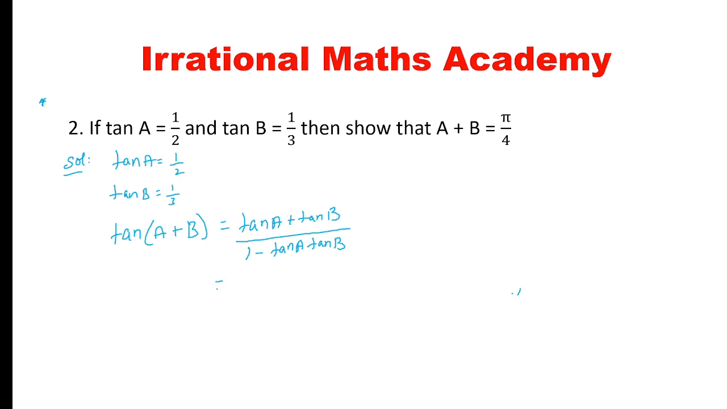Just substitute the values because we know the tan A value and tan B value, right? So (1/2 + 1/3) upon (1 - 1/2 × 1/3). Now let us solve this one. What I'll do here, I'll cross multiply. 1 into 3, 3 plus 2 into 1, 2, upon this 2 you have to multiply.